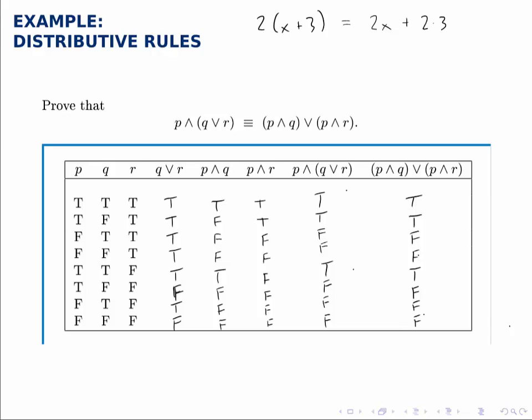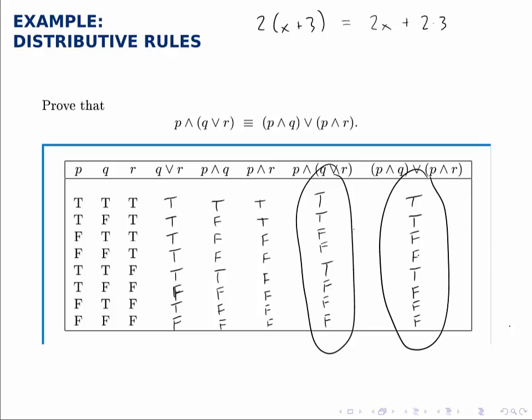So notice we have what we hope to get. We have this column and this column are identical, proving that those two statements are equivalent. In other words, proving that this distribution works as it should, that this distributive rule holds for the OR and AND operations.